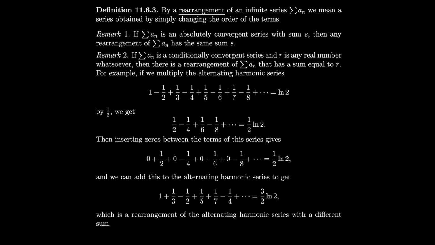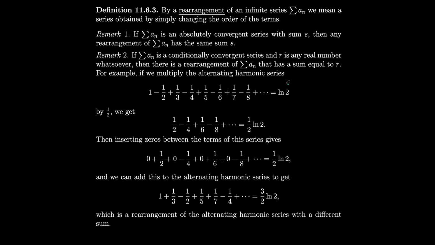And then we add it back to our alternating harmonic series. So we get 1 plus 0 gives you 1. We get minus 1/2 plus 1/2 gives you 0. And then 1/3 plus 0 gives you 1/3, and so on. You keep doing this and you get the series 1 plus 1/3 minus 1/2 plus 1/5 plus 1/7 minus 1/4. Eventually this minus 1/6 will show up again. You'll get all of the exact terms that you had with your original alternating harmonic series.